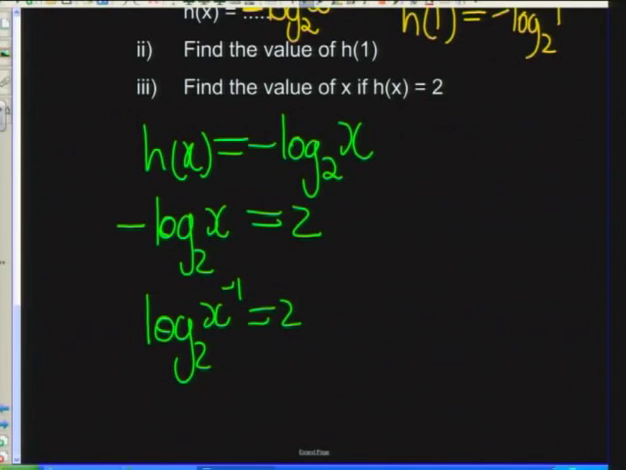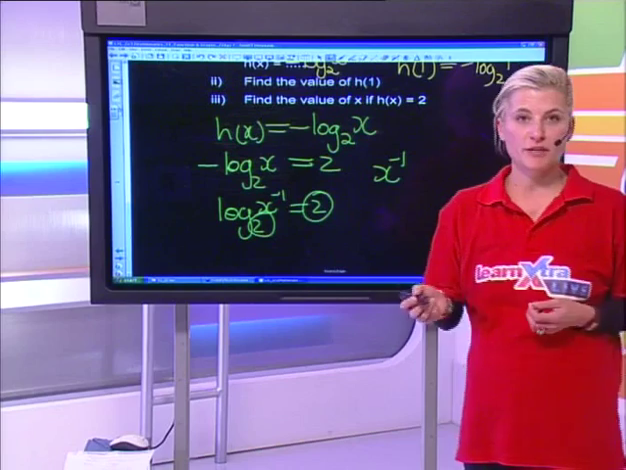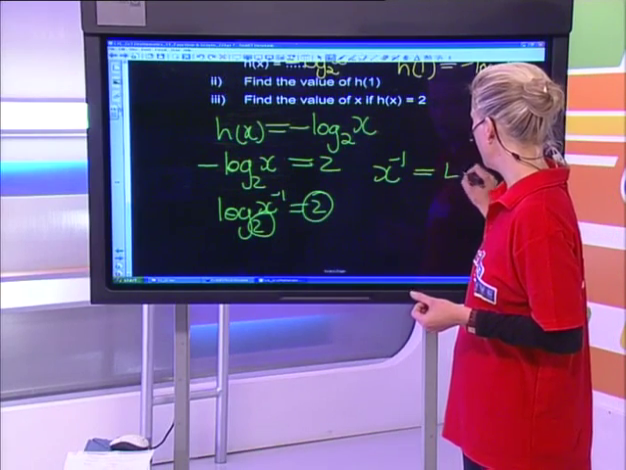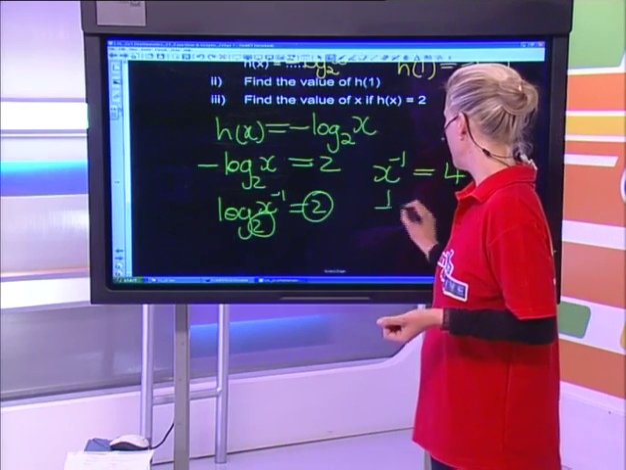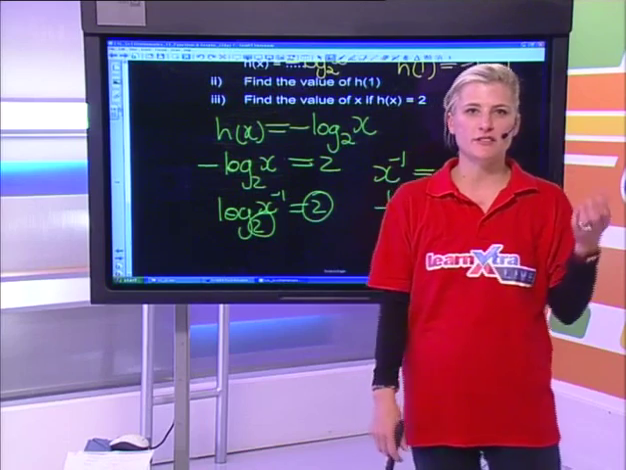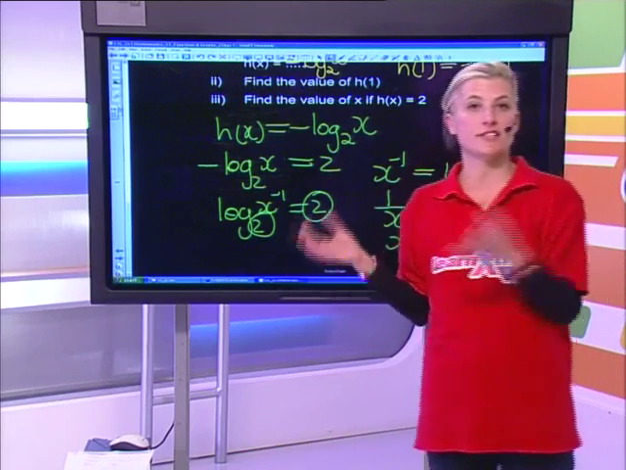Now, if I put this from log form into exponential form, I get that x to the power minus 1 is 2 to the power 2. Now, we've spoken about log and exponential form before. So x to the minus 1 is 4. So basically, 1 over x is 4 over 1. And then cross multiplying and solving for x, there are easier ways to get there. X is equal to a quarter. So basically, in the last two questions, what they did is they gave us an x value, they asked us for the y.